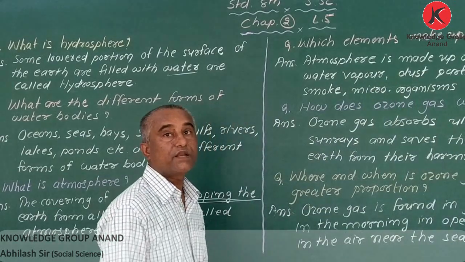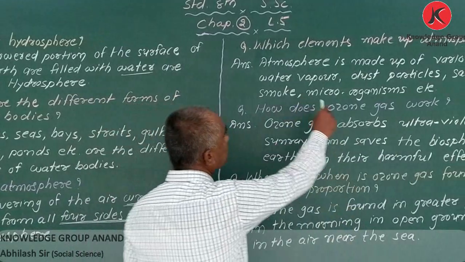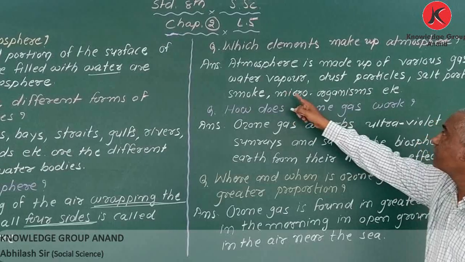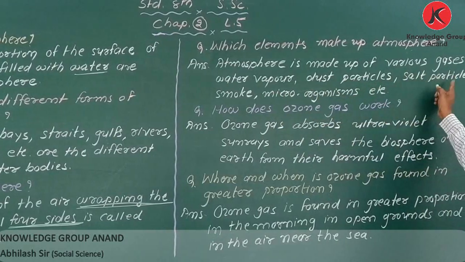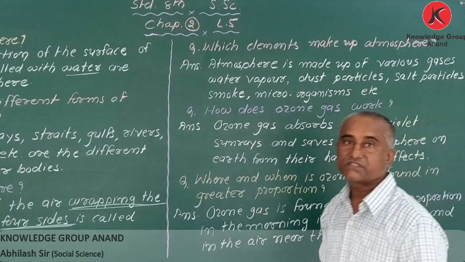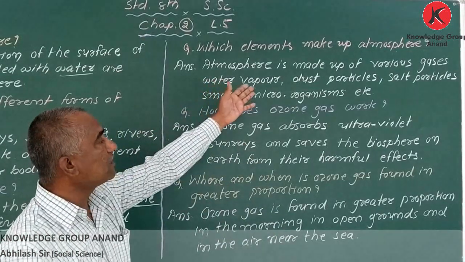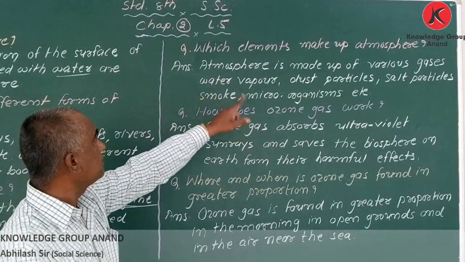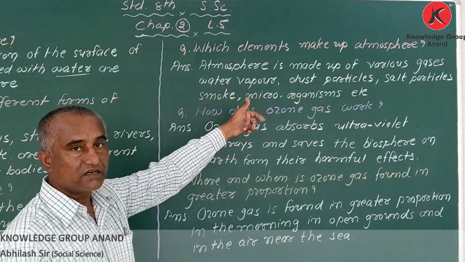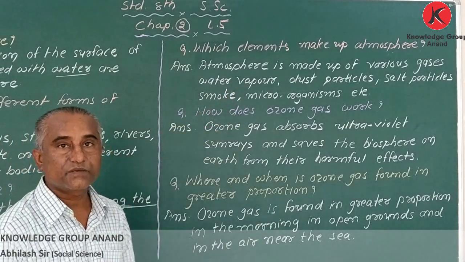What is there in atmosphere? Okay, now which elements? So atmosphere is made up of various gases, water vapor, dust particles, salt particles, smoke, and microorganisms. Once again I repeat, which elements make up atmosphere? Various gases, water vapor, dust particles, salt particles, smoke, and microorganisms. Got it?